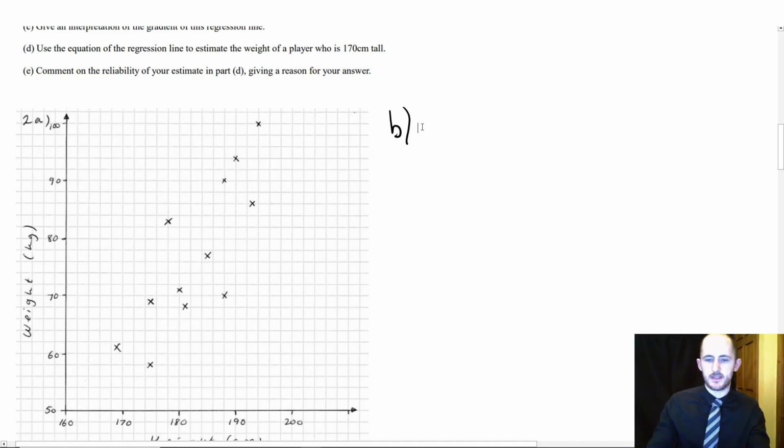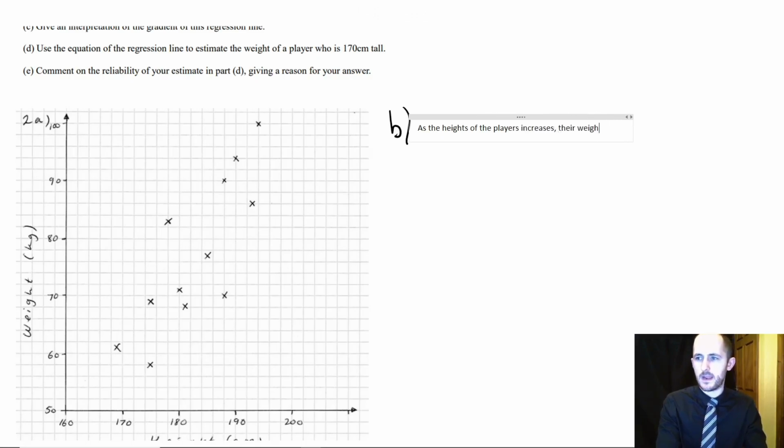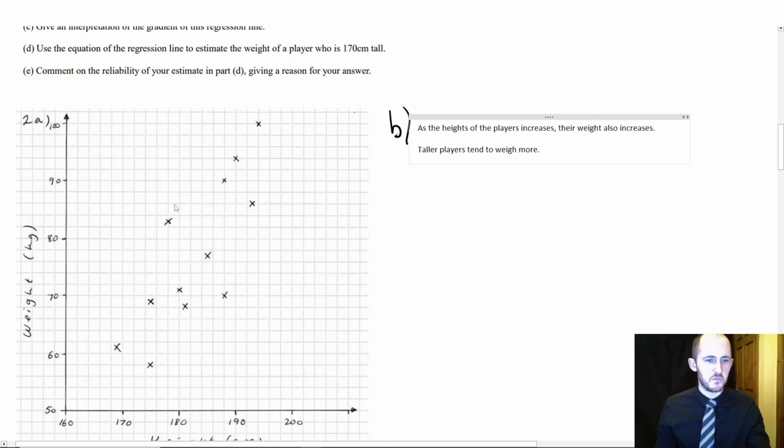So I'm going to write this out as text. As the height of the players increases, their weight also increases. You could also say something like, taller players tend to weigh more. And both of those would give you the mark. Maybe that's fairly obvious to you at the moment.